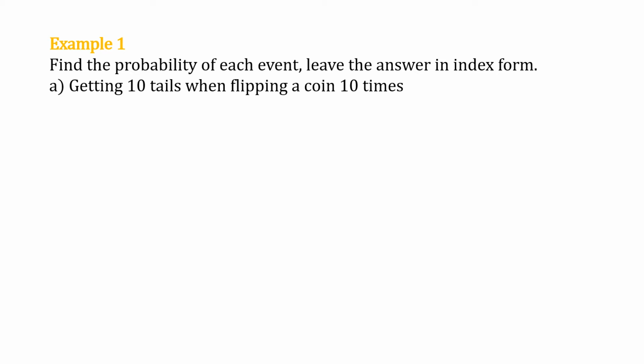What's the probability of getting 10 tails when we flip a coin 10 times? We know that the probability of getting a tail is a half, and the probability of not getting a tail is also a half. So the probability of getting 10 tails in a row is the probability of getting a tail multiplied by the probability of getting a tail, and so on, 10 times. If we multiply a half by a half by a half, that's just going to be 1 over 2 to the 10, because it's 2 times 2 times 2, 10 times.